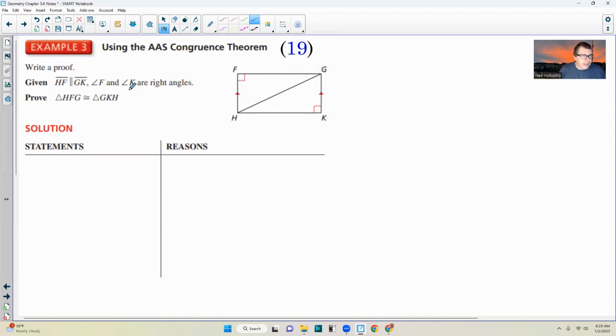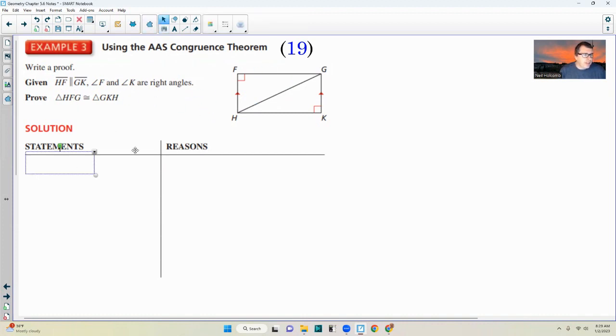Okay, just like the last example. And we're given angle F and angle K are right angles. That's also been labeled in the diagram. So those are our givens. And we're trying to prove these two triangles that are sharing this side, hint, hint, reflexive property, are congruent. All right, so here we go.